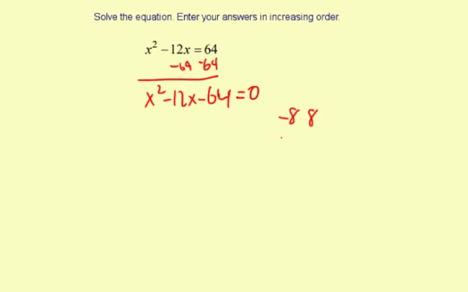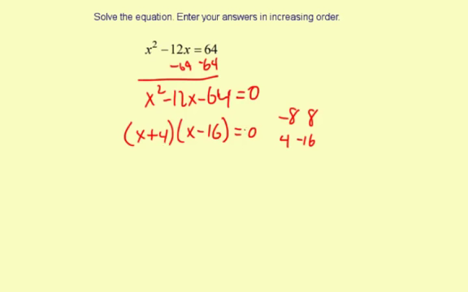How about 4 times 16? Now to make a negative for the second term, the larger number has to be negative. So it would be 4 times negative 16. 4 times negative 16 makes negative 64. 4 plus negative 16 makes negative 12. So here are our factors. It's going to be x plus 4, and then times x minus 16 equals 0.